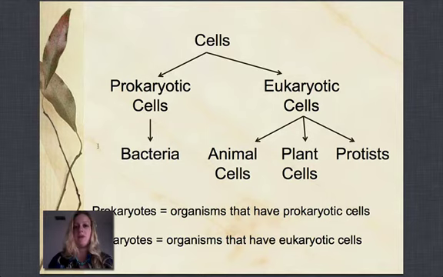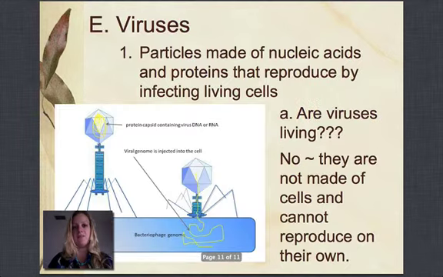Cells can be grouped according to prokaryotic cells, those are the early cells, or eukaryotic cells, the new cells. Prokaryotic cells, we're talking about bacteria. They don't have a nucleus, and they are single-celled. Eukaryotic cells can be single-celled, but can also be multi-celled, and those are our plant and animal and protist cells. So they will have the little organelles and a nucleus, which has the DNA.